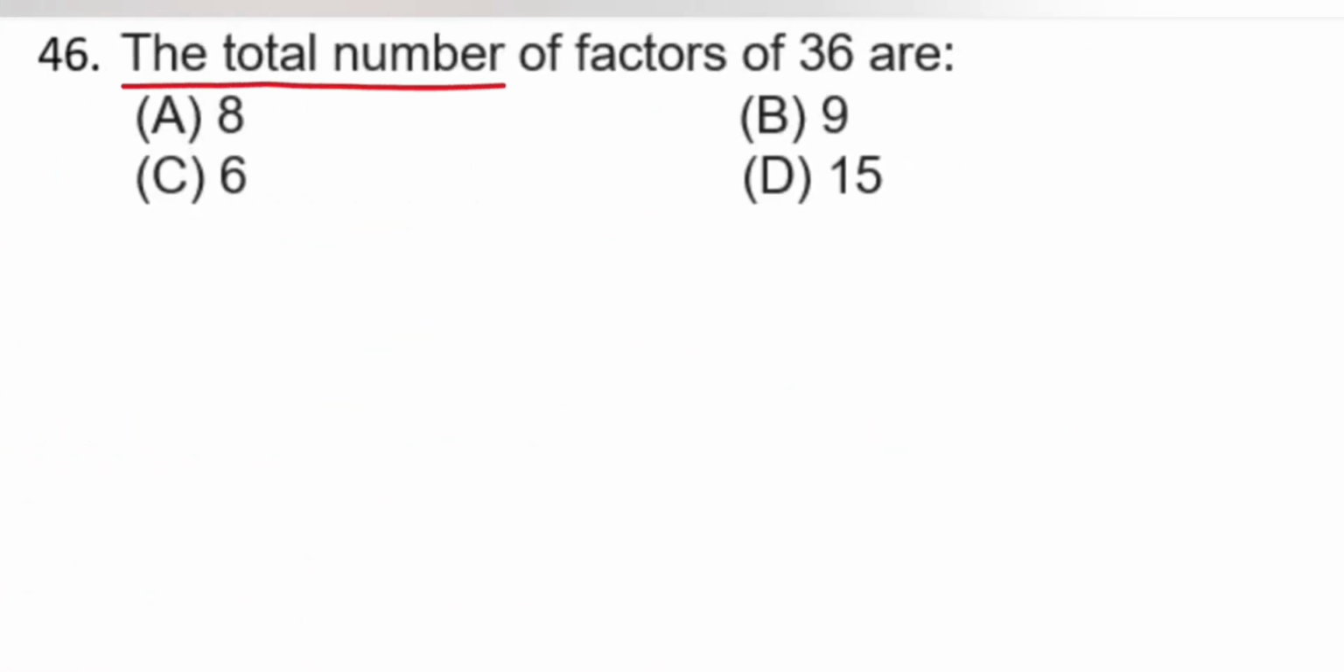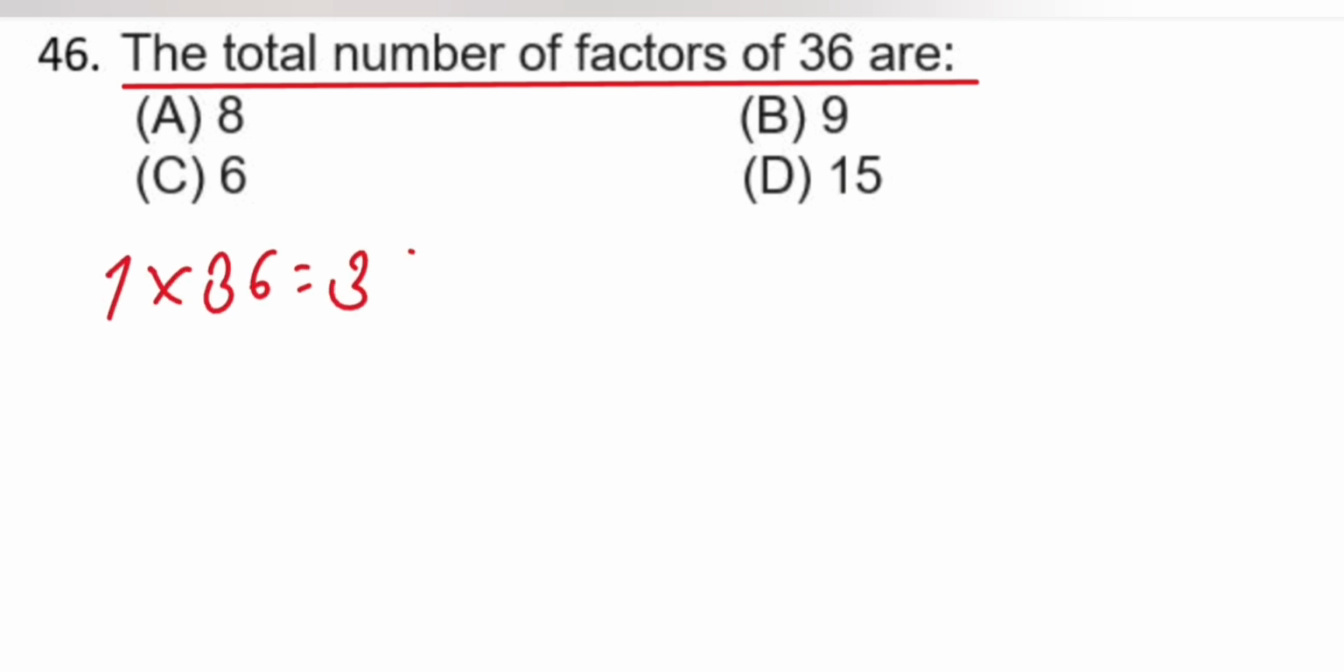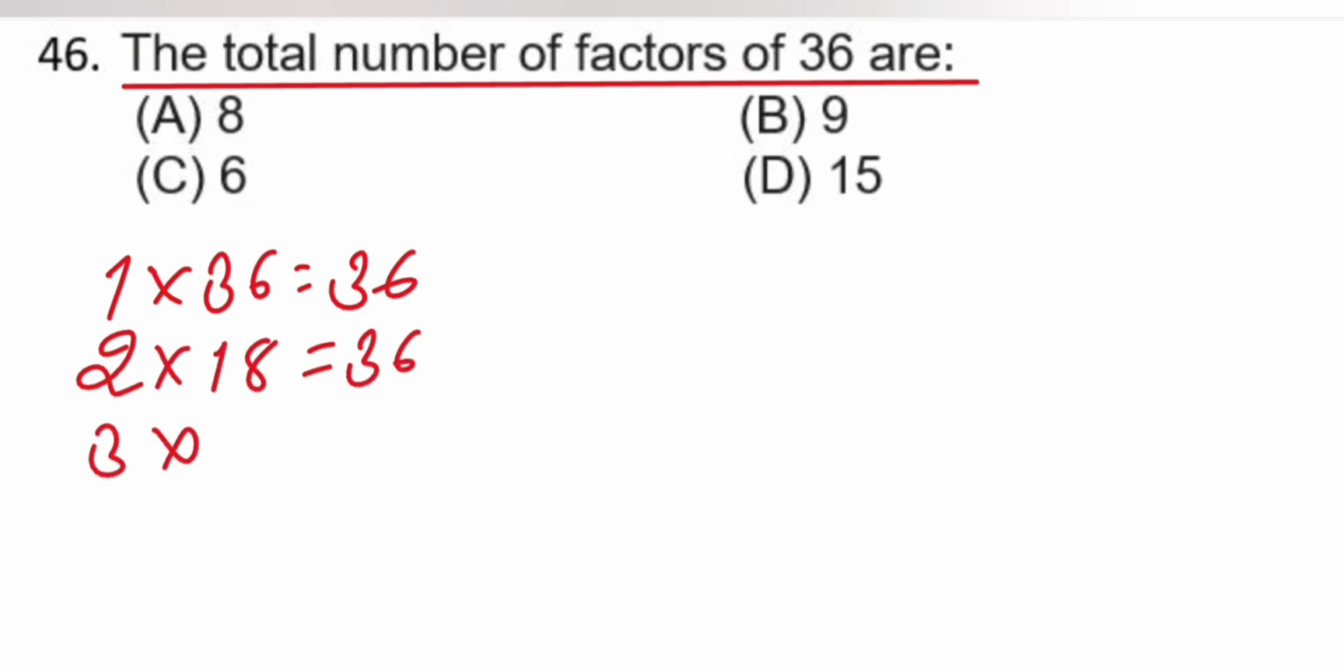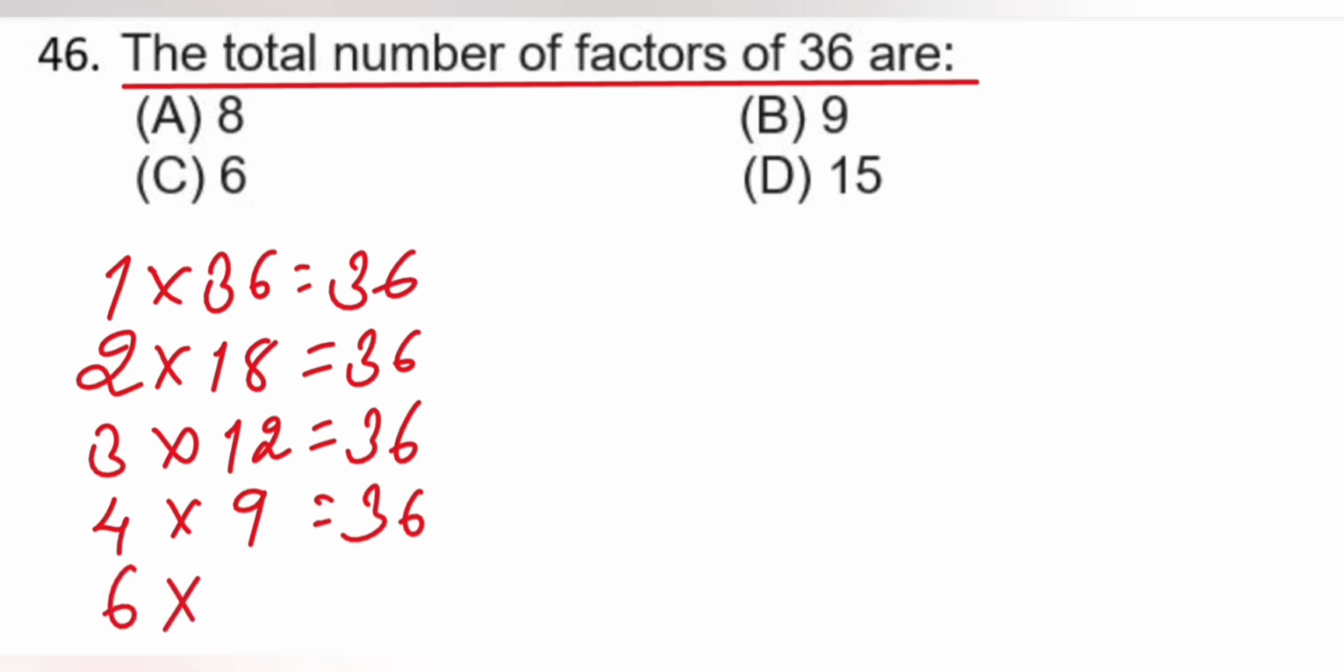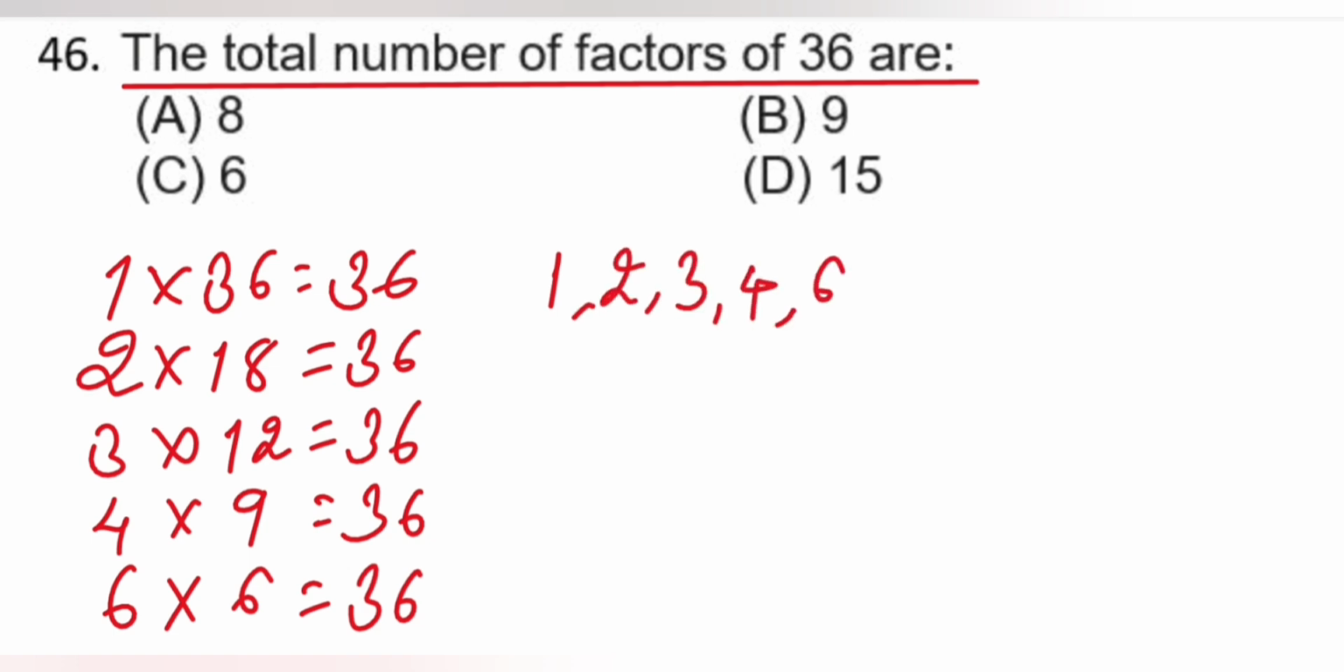Here in this question we have to find the total number of factors of 36. Okay, let us start from 1. 1 into 36 is 36, and 2 into 18 is equal to 36, and 3 into 12 is 36. Okay, 4 into 9 is equal to 36. There is no factor for 5. 6 into 6 is 36. So we have to stop here, because if we go further the above factors will repeat.